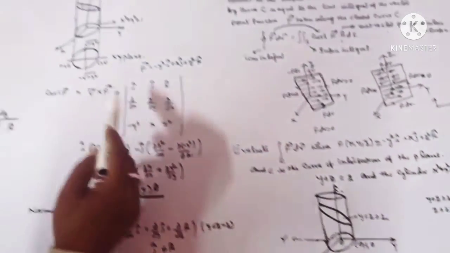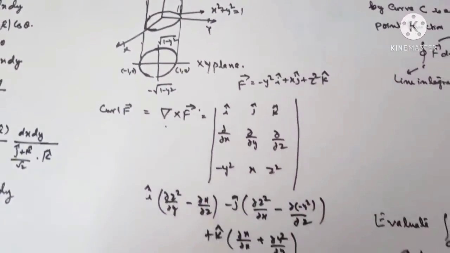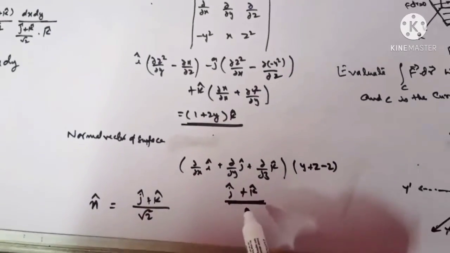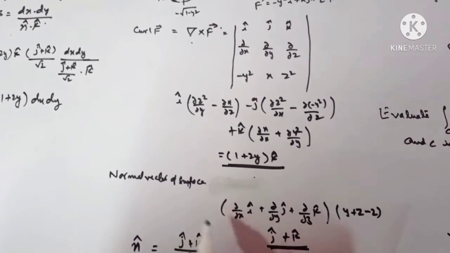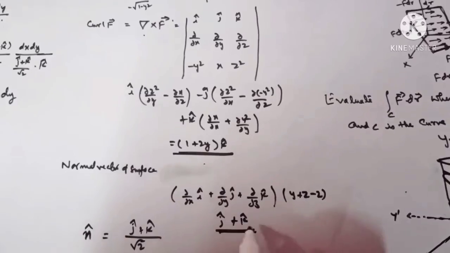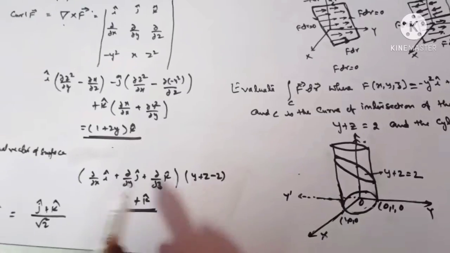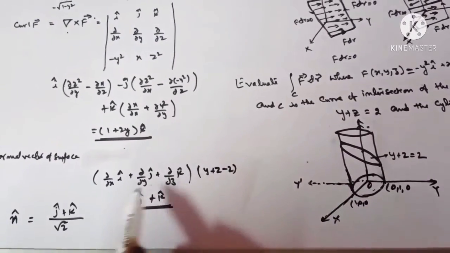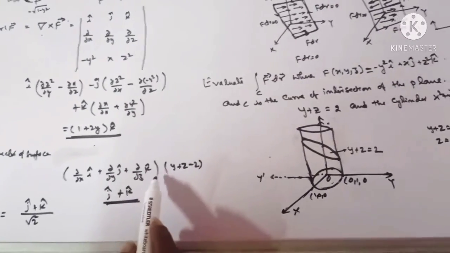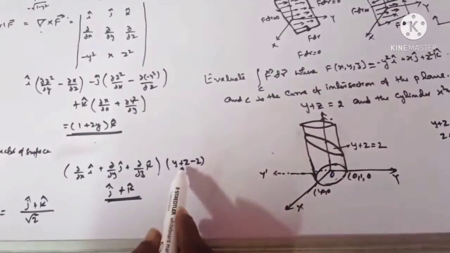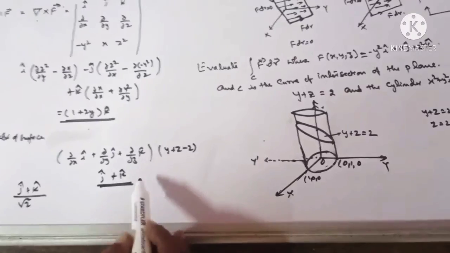After that, this is curl, the operator del cross f, and now this is the normal vector of the surface, and the unit vector is this much. These calculations are normal. With y it will be 0, everything 0. With this y it will be only j cap, because del y is 1, only j cap. With this z, it will be 0, and with del z, only k cap will remain.